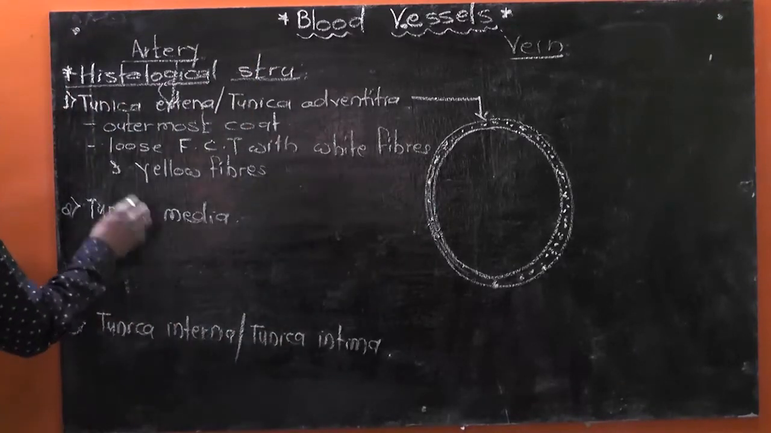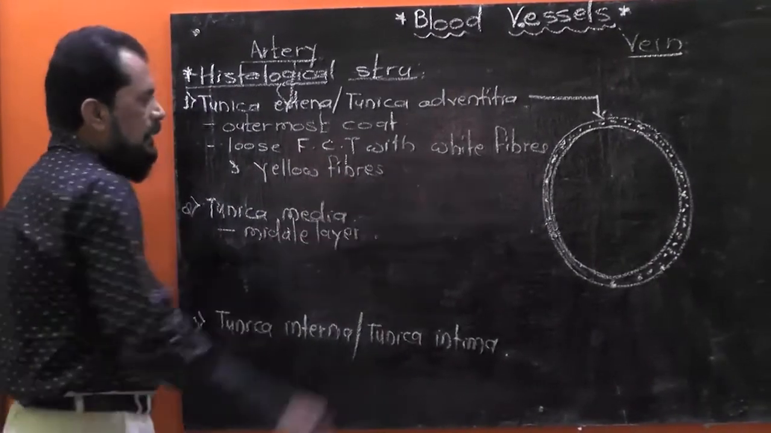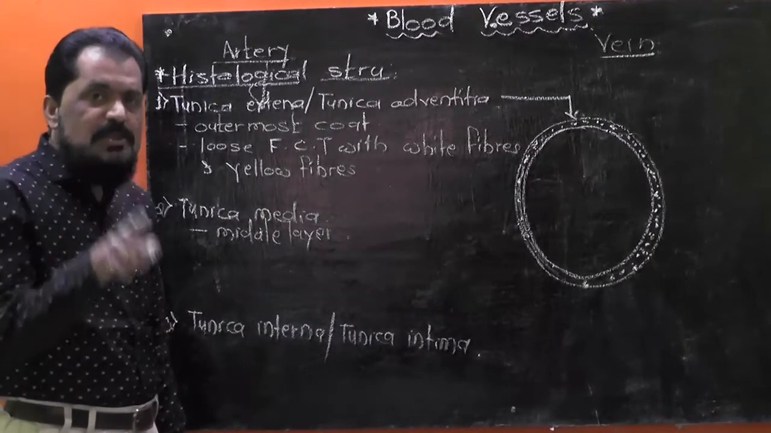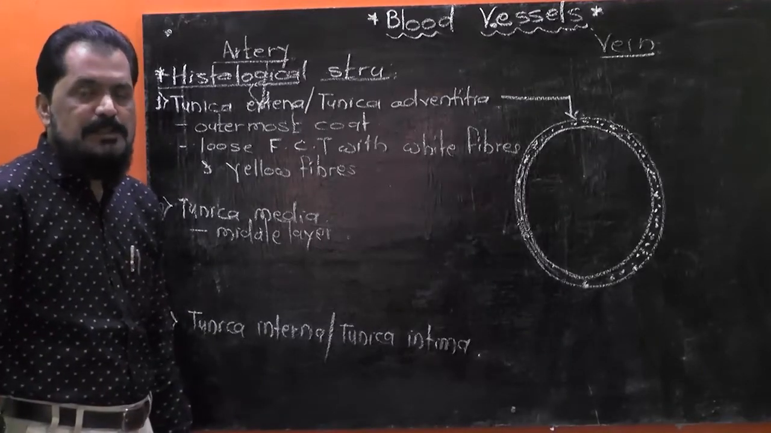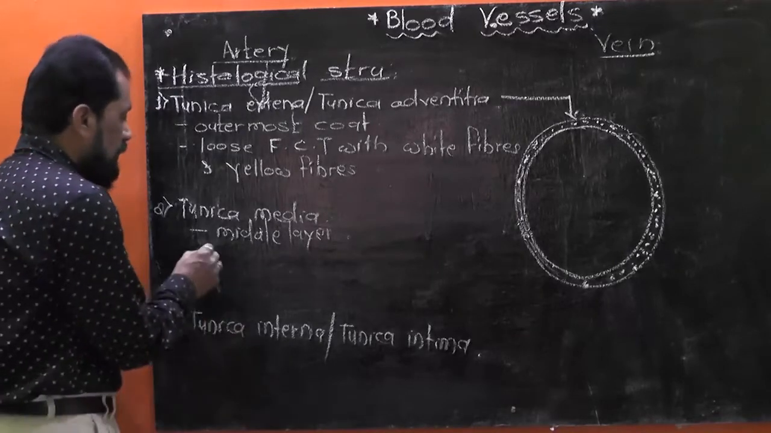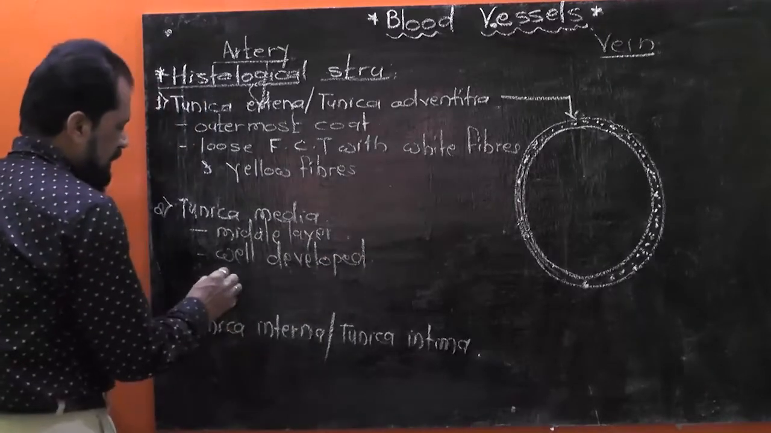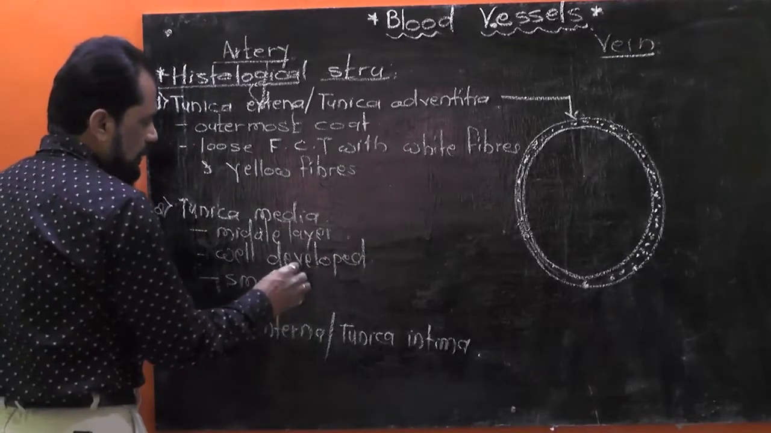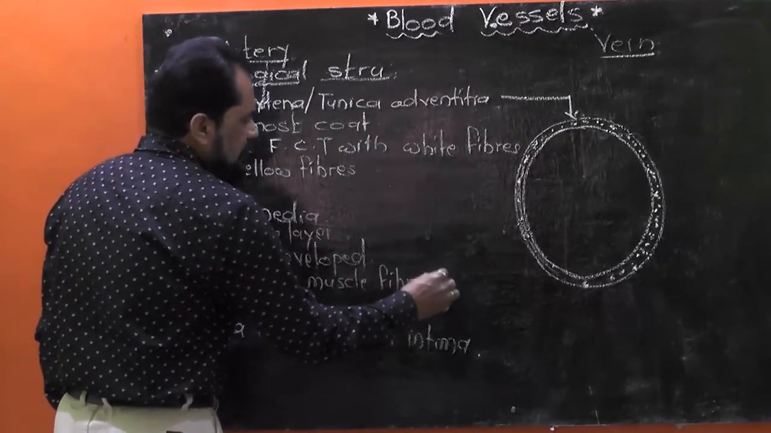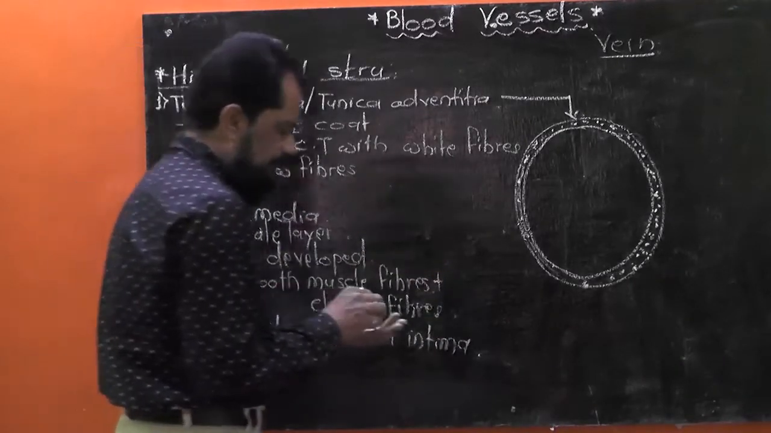Second layer, tunica media. It is the middle layer and it is made up of smooth muscles, circular smooth muscles mixed with some elastic fibers also. This tunica media is quite well developed in artery. It is well developed, and I said it is made up of circular smooth muscle fibers intermixed with elastic fibers. Let me show in the diagram.